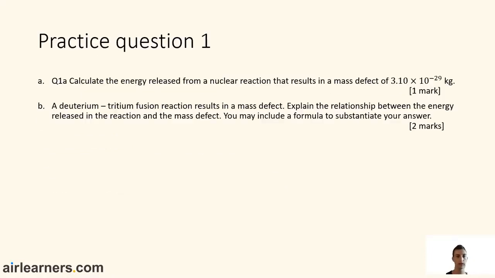A quick question. A, calculate the energy required or the energy released from a nuclear reaction that has a mass defect of 3.1 times 10 to the negative 29 kilograms. It's 1 mark. And then B, a deuterium-tritium fusion reaction results in a mass defect. Explain the relationship between the energy released in the reaction and the mass defect. You may include a formula to substantiate your answer. So there's 2 questions there for a total of 3 marks. You have about 3 minutes to answer that. You can pause the video and click play when you're ready.